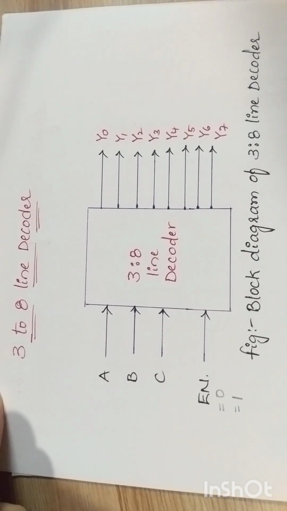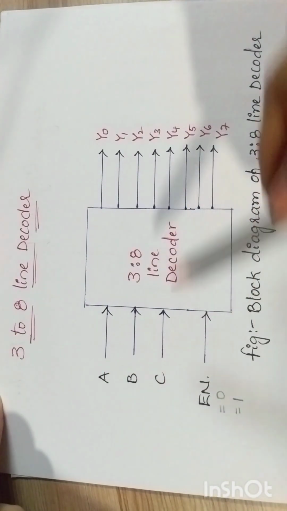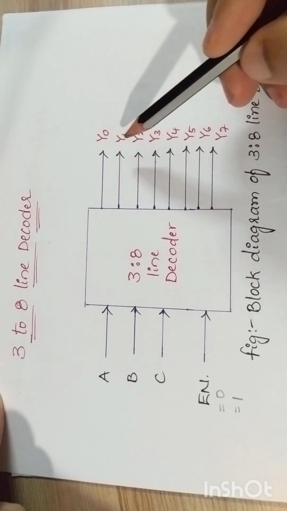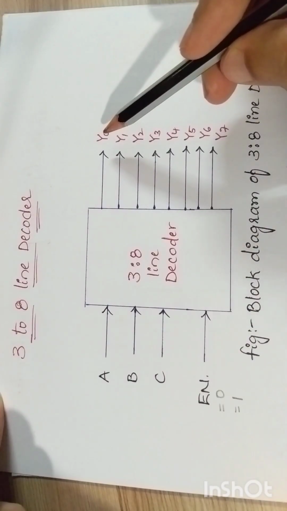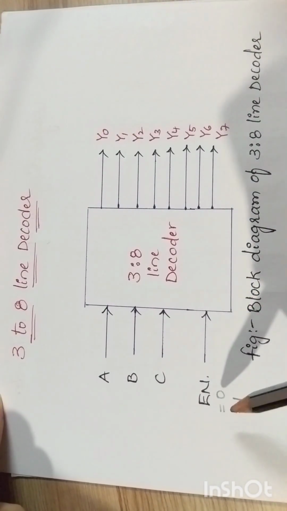Hello everyone, in today's video we will discuss the 3 to 8 line decoder. For the 3 to 8 line decoder there are 3 inputs represented by A, B and C, and there are 8 possible output lines, which are represented by Y0, Y1, Y2, Y3, Y4 and up to Y7. Here is one enable bit.